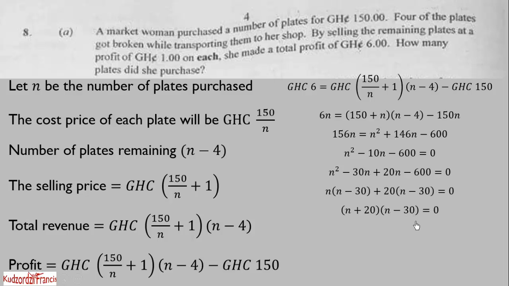So by the zero product principle, you have n plus 20 equals 0, or n minus 30 is equal to 0. Therefore, we have n equals negative 20 or n equals 30. Since we are dealing with the number of items bought, we discard the negative value. Therefore, she bought 30 plates.